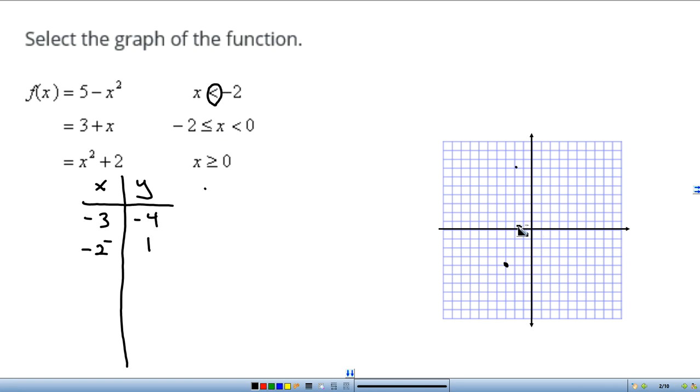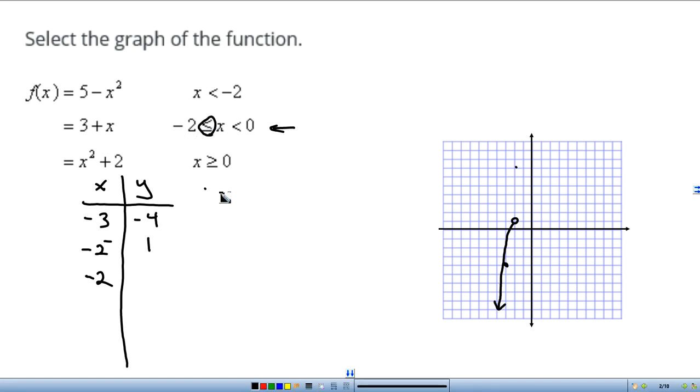I've got a less than sign, so I can't be at -2. I can be close to -2, and in fact, I am close to -2 on the left. But I can't be at -2. So I'm going to put that as an open circle, and I understand I've got a parabola, or a part of a parabola. Okay? Now, I can evaluate at -2 this function, because I have a less than or equal.